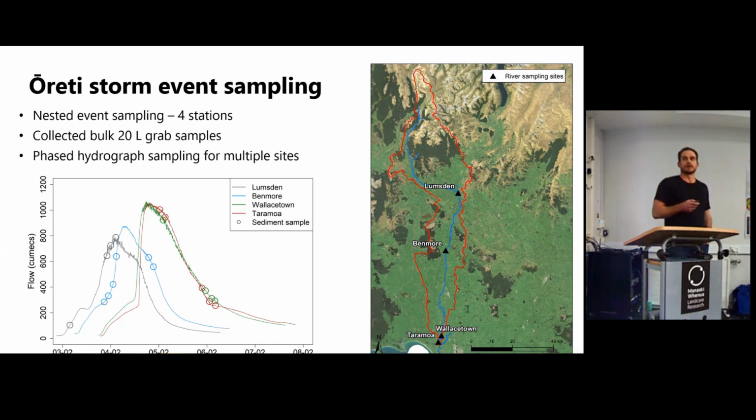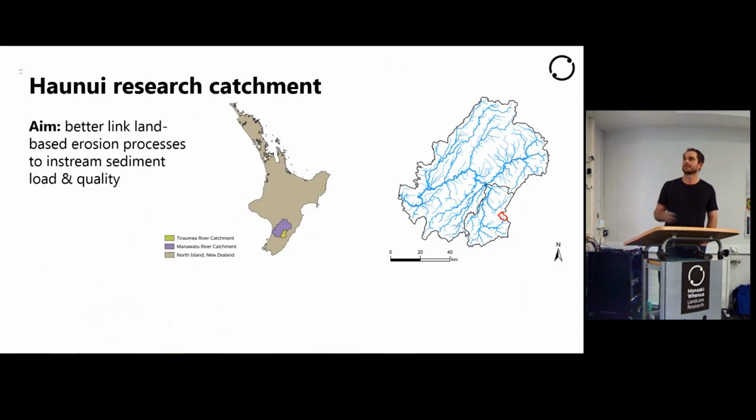That work's still very much ongoing. Hopefully early next year we can start writing it up. So it's still work in progress. There are no actual results to display from that yet. Same goes for this one as well.